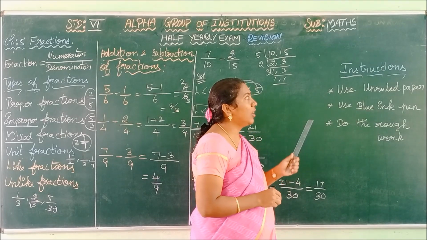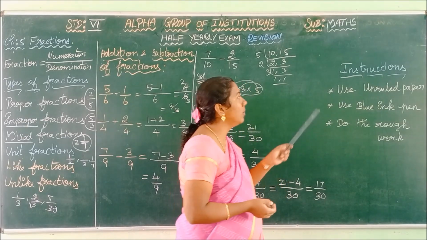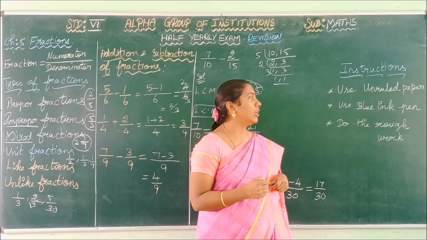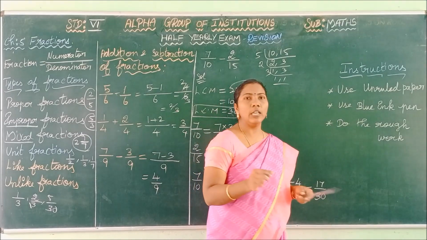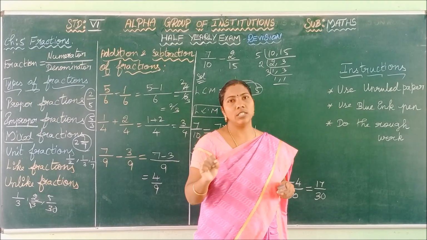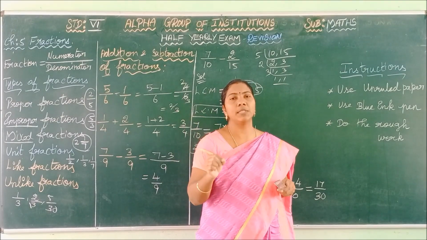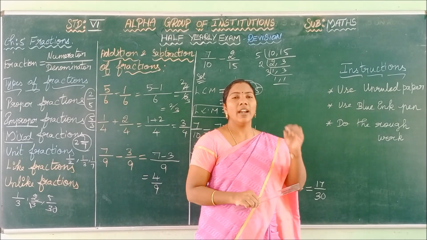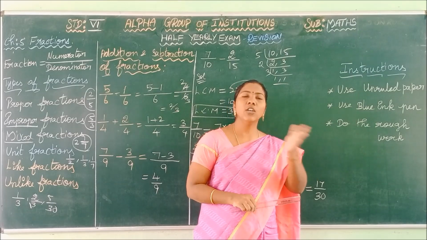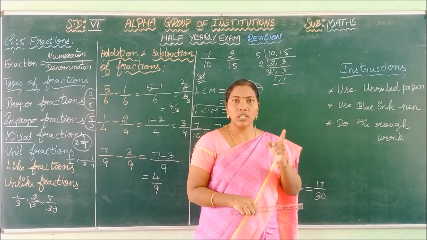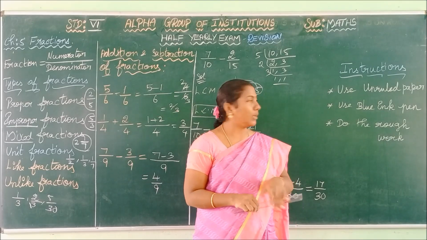Next, how should you write the half-yearly examination? Dear children, you must use unruled paper for writing your maths examination. You have to use only a blue ink pen to write your answers. Don't write the questions. Choose the best answer, fill ups, answer the following, no need to write the headings. And write the question number as in the question paper. Don't give your own numbers to the questions.